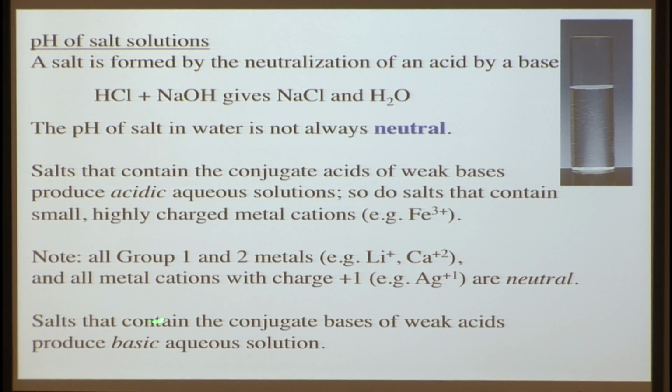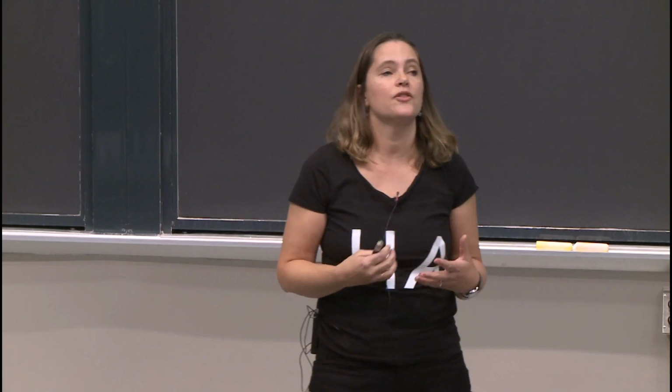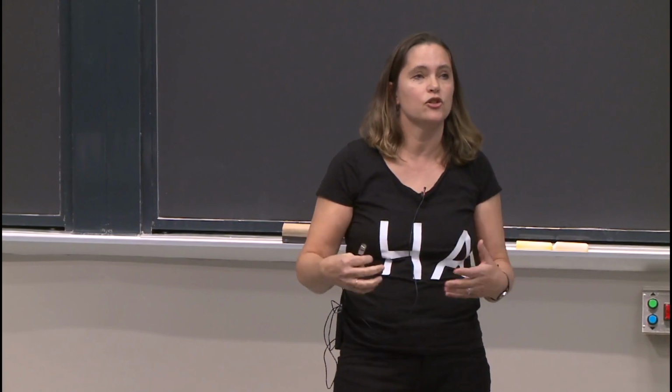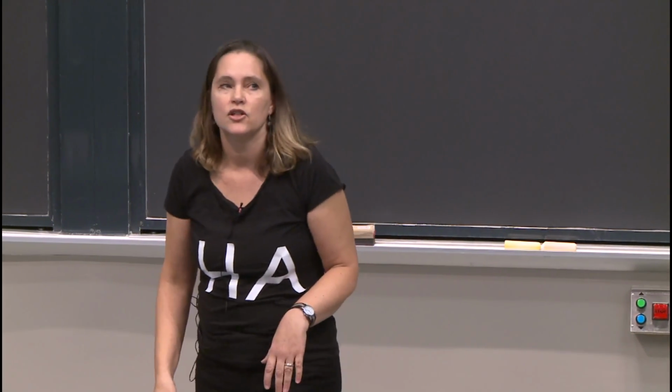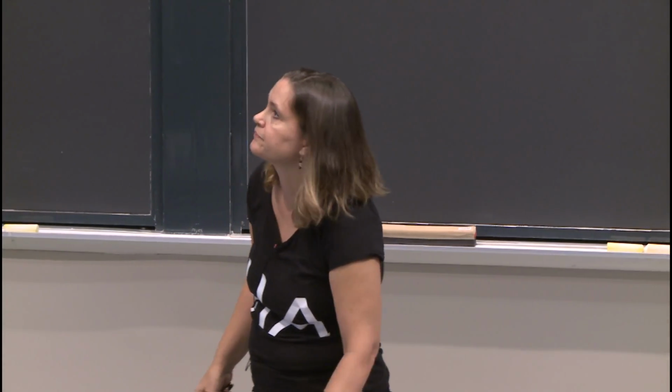And then salts that contain conjugate bases of weak acids will produce a basic solution. So you're going to be asking yourself, does this solution have a conjugate acid of a weak base? Does it have a conjugate base of a weak acid? Does it have group 1, group 2? What's in there? And then you can think about whether it's going to be acidic, neutral, or basic. So let's look at some examples.